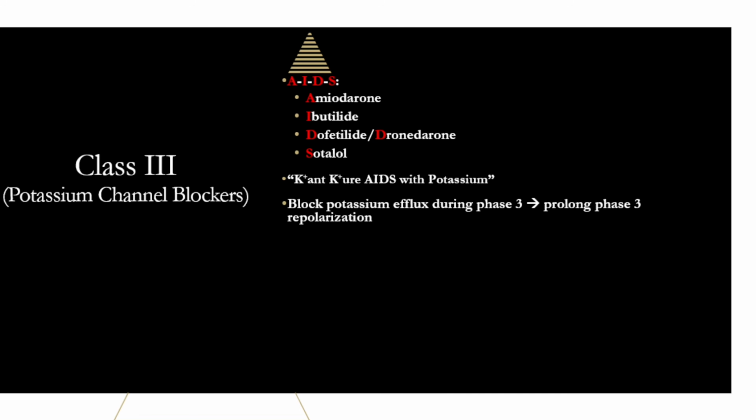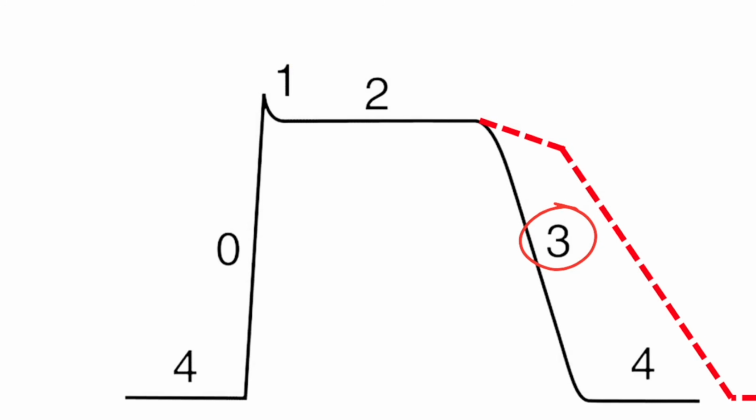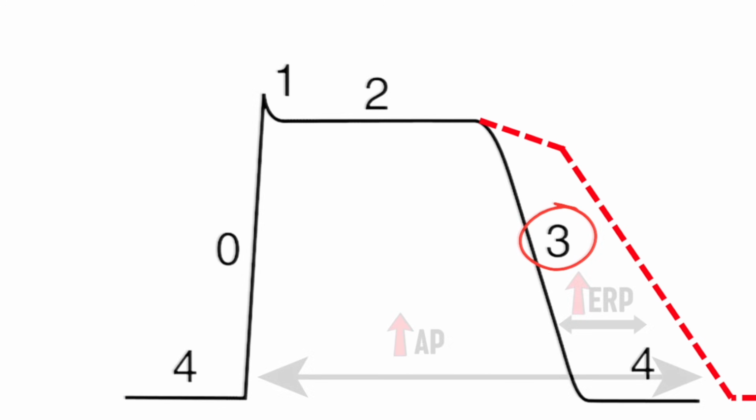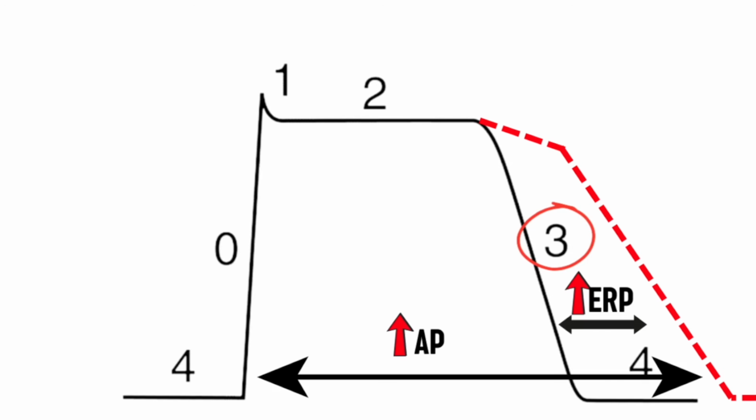prolonging phase 3 repolarization. So these drugs bind and inhibit potassium channels, meaning we have less potassium leaving the cell, which leads to a slower rate of repolarization, prolonging the action potential and the effective refractory period. This increase in the refractory period helps because this essentially lengthens the period of time this cell can hang out before being stimulated again. We give it a little breathing room, which helps interrupt reentrant arrhythmias.